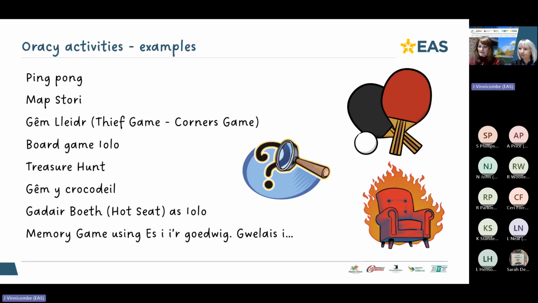There are the oracy activities which you will find in the Planning and Resources folder in the Iolo Williams Transition unit. Some of the examples include ping pong, map story, game Lleidr, the thief game similar to the corners game, a board game on Iolo, a treasure hunt, game crocodile, cadair boeth as Iolo, and a memory game using I'r goedwig. Gwelais, I went to the woods and I saw.